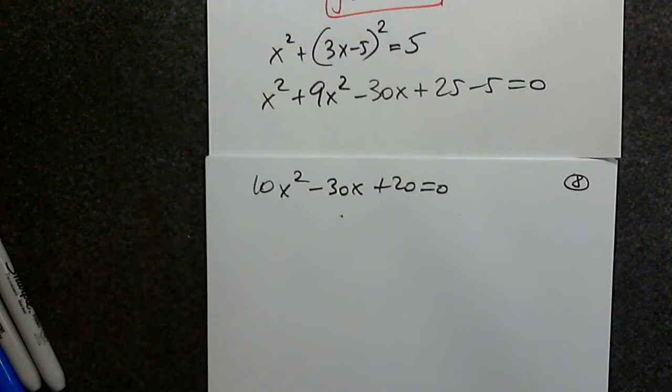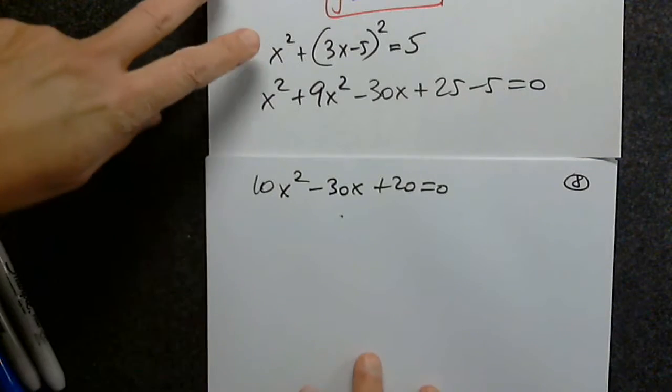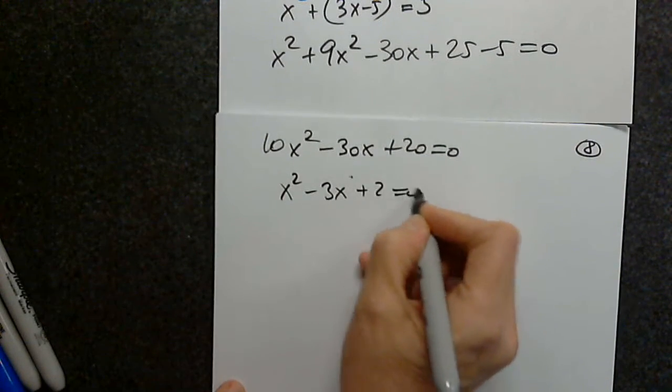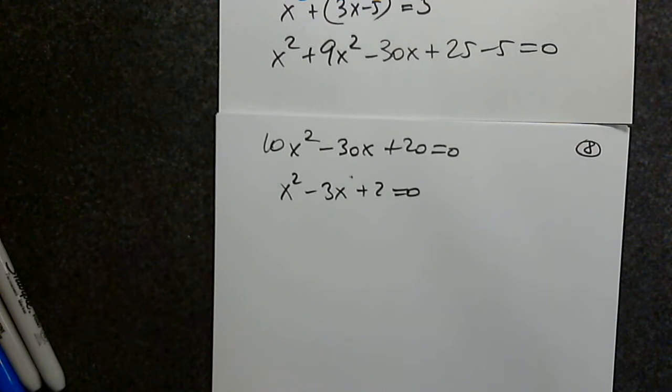Not yet. It's not simplified. It's not cleaned up. I want to make it as easy as possible. Right? That's always the key. Simplify. Can I? By 10. So this is x squared minus 3x plus 2 equals 0. Would you prefer factoring 10x squared minus 30x plus 20, or is it easier to factor x squared minus 3x plus 2?